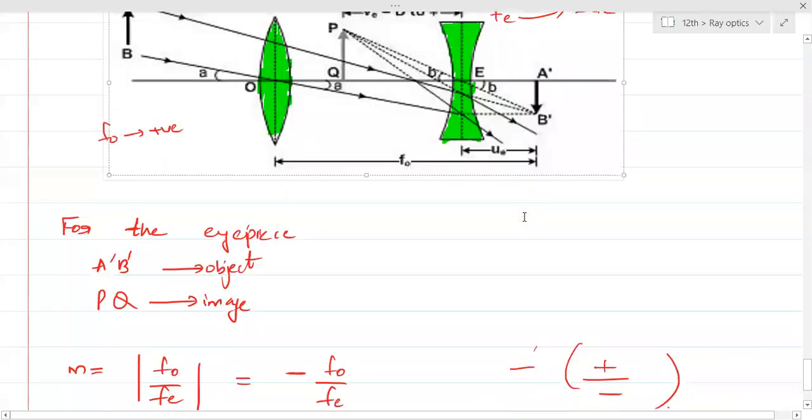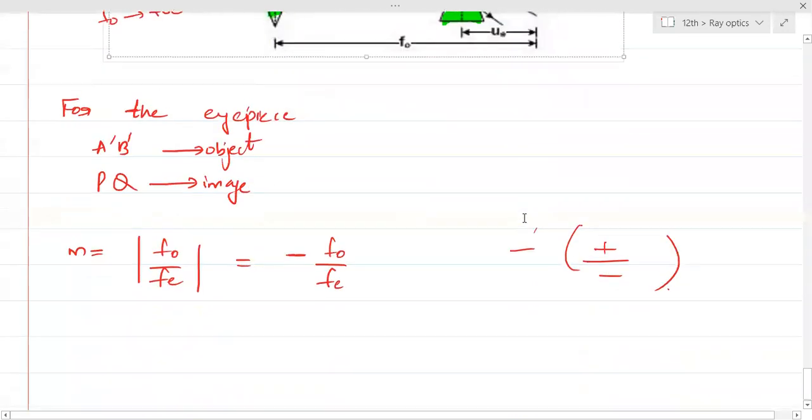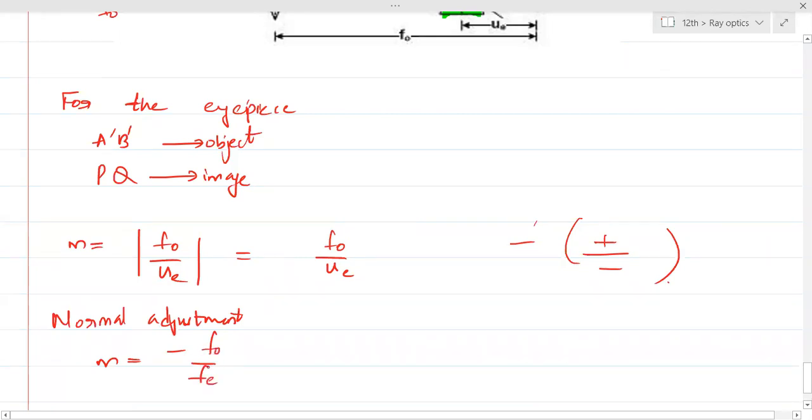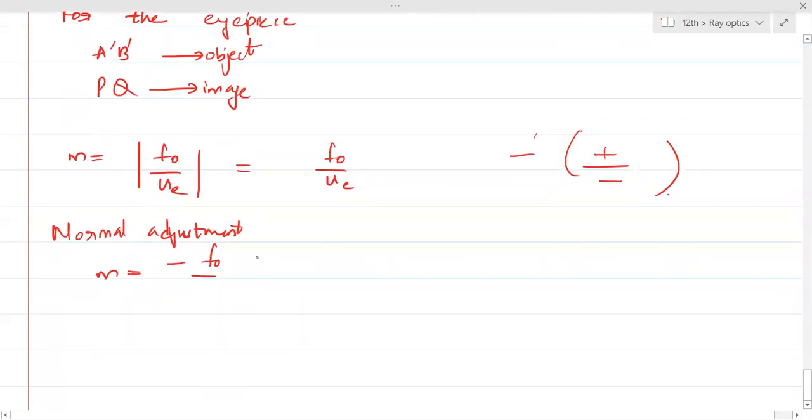That's not the exact ray diagram. It's a bit wrong. So I'll leave the ray diagram to you. मतलब f naught upon u e आएगा, not f e exactly speaking. It is u e. ठीक है? Mod of f naught by u e. ठीक है? This is what you will get. And in case of normal adjustment, formula हो जाएगा. Normal adjustment में the formula will be m is equal to minus f naught upon f e. ठीक है? Got it?